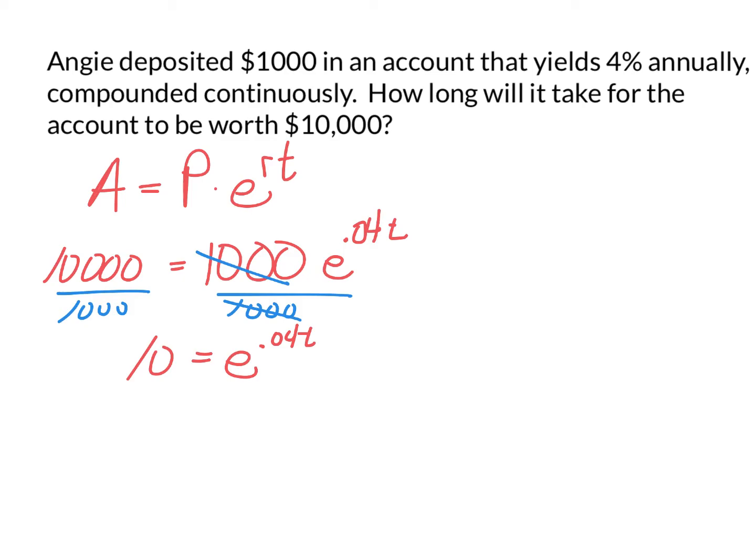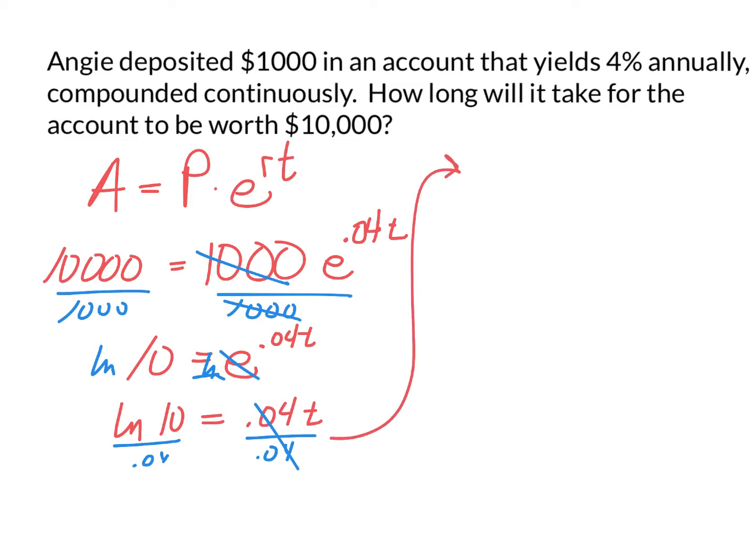In order to get rid of the e now, we're going to use the natural log on both sides. The base of the log and the base of the exponent are the same, and that's why they'll cancel. To keep things accurate, I'm going to leave that as natural log of 10 for right now. And the last thing that we'll have to do is to divide by that 0.04 on both sides to get t alone. Now we have that t is going to equal the natural log of 10 divided by 0.04.